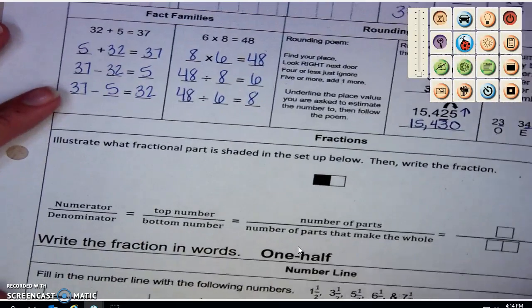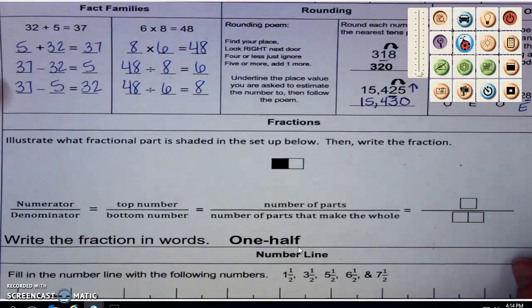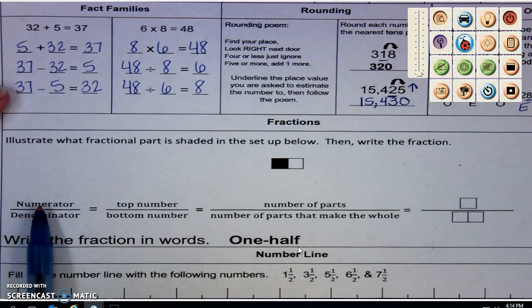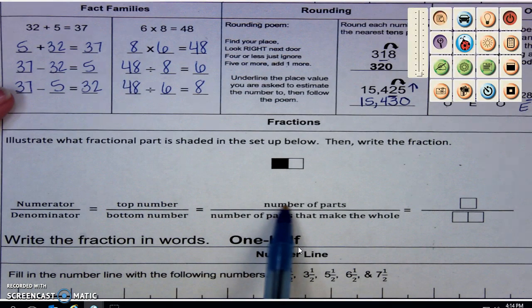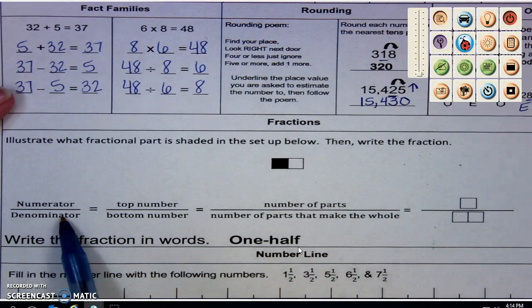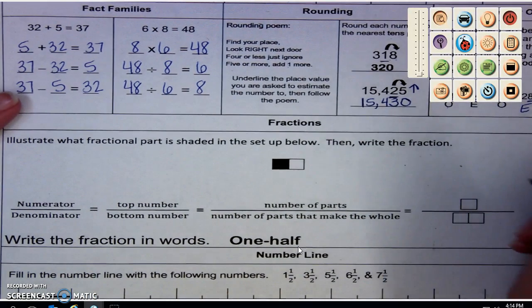Okay, fractions. It says illustrate what fractional part is shaded and set it up below. Then write the fraction. Okay, the numerator is on top. The denominator is on bottom. The numerator means it's the number of parts. The denominator means the number of parts that make the whole.